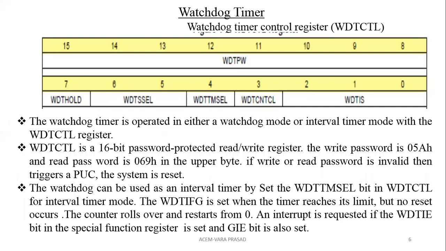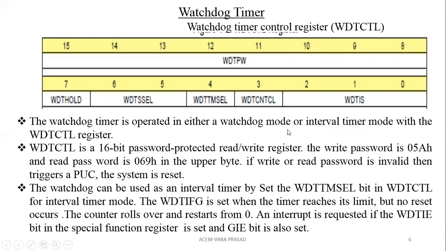Let's come to the watchdog timer. The watchdog timer is mainly used for protecting our system from malfunctioning and software failure. If any program enters into an infinite loop, at that time this watchdog timer protects our system. This watchdog timer operates in two modes, called watchdog mode as well as interval mode.